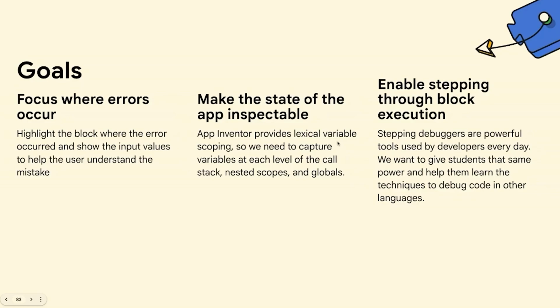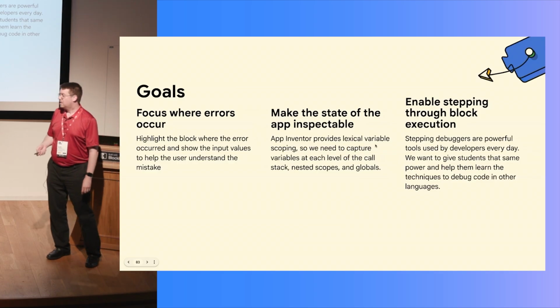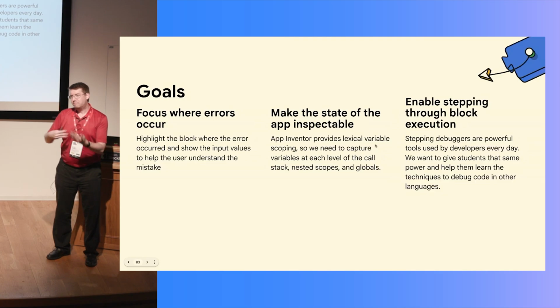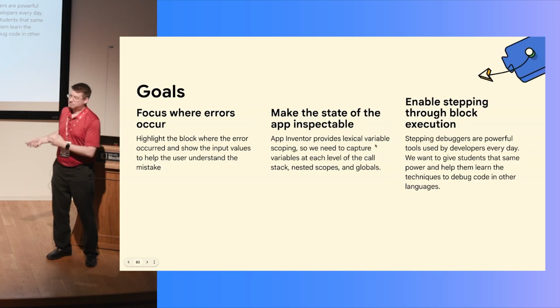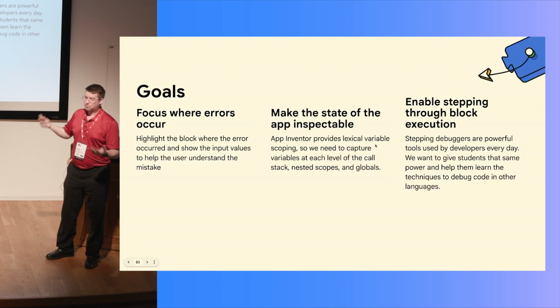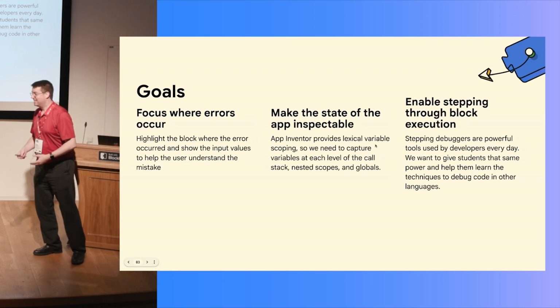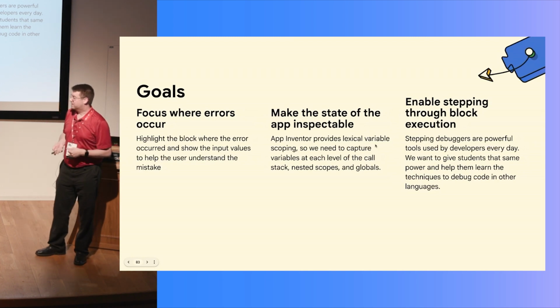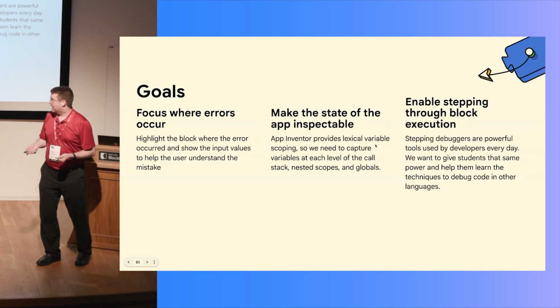We wanted to make sure that the state of the app was inspectable. Again, you're getting real user input into your application. It's very different from, say, a unit test where you've defined everything well. And because users are very weird and do lots of weird, interesting things, that means you have to be able to see what the state of the world is when an error actually happens.